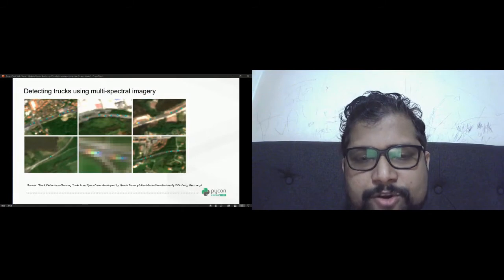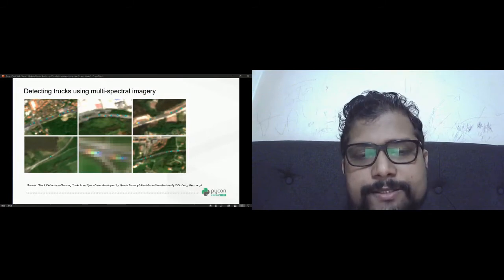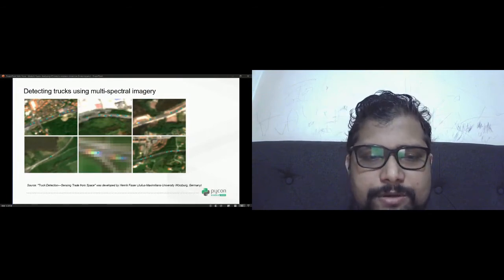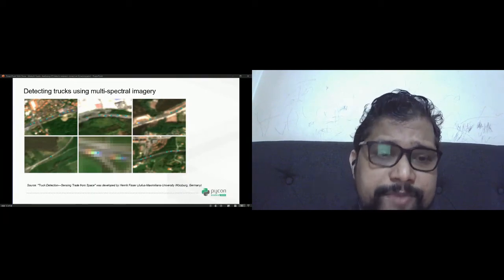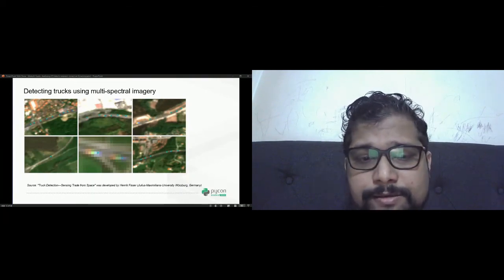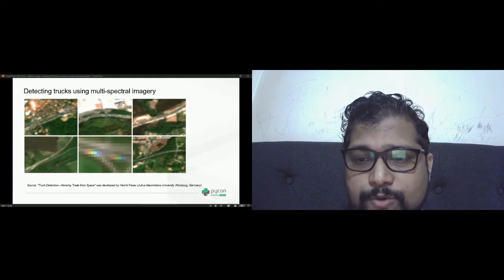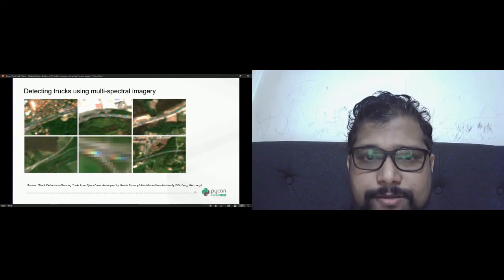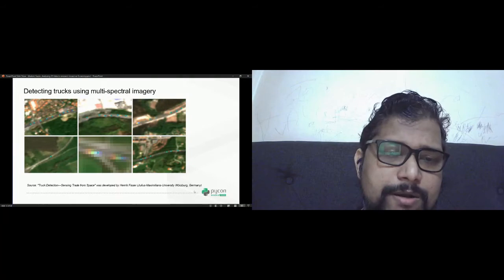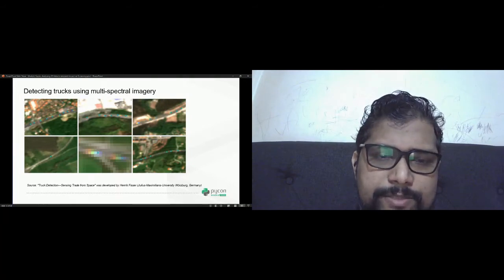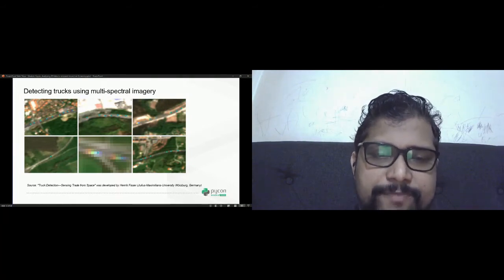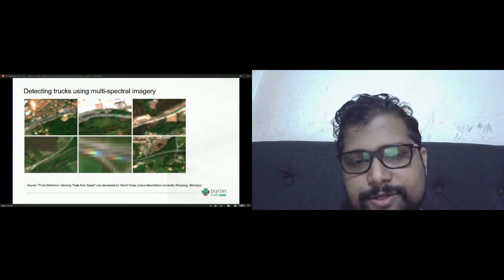So at this spatial resolution, you cannot detect small objects like a truck in the image. The trade-off being that Sentinel data is free and can be easily accessed. So how do we detect trucks? We use a specific signature which is created by a traveling truck on a satellite image.